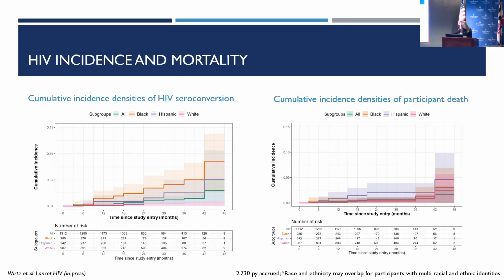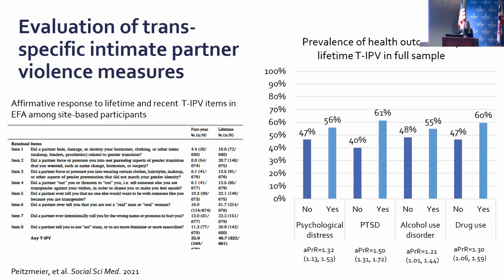And I think importantly in all of this, we found that there were a lot of overlapping indicators or predictors of HIV acquisition and premature death. And so it's an opportunity to think about how we can use prevention strategies to also improve the health and well-being and survival for trans participants.